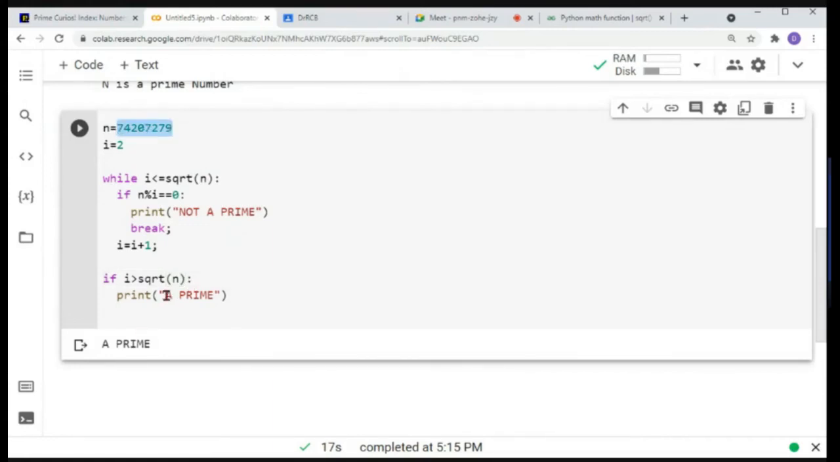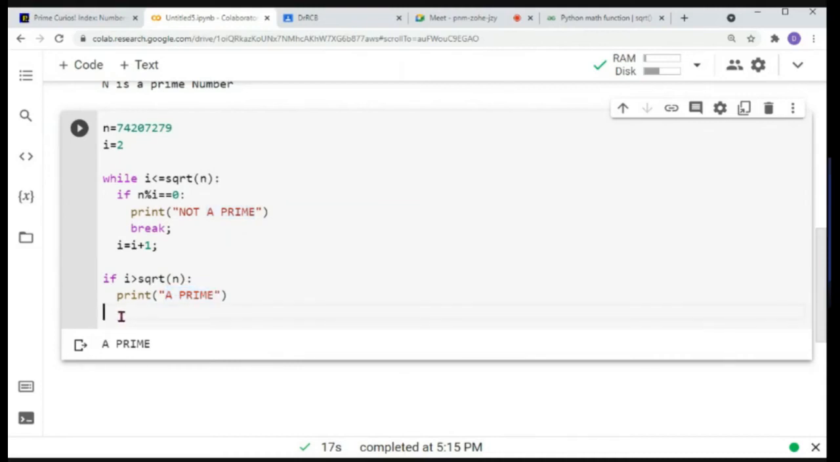So as a result, we can say that there cannot be any number from the square root of n plus 1 to n-1. So we know that there is no such number within the range of 2 to n-1 that divides n completely. As a result, we can say that the number n is a prime number.